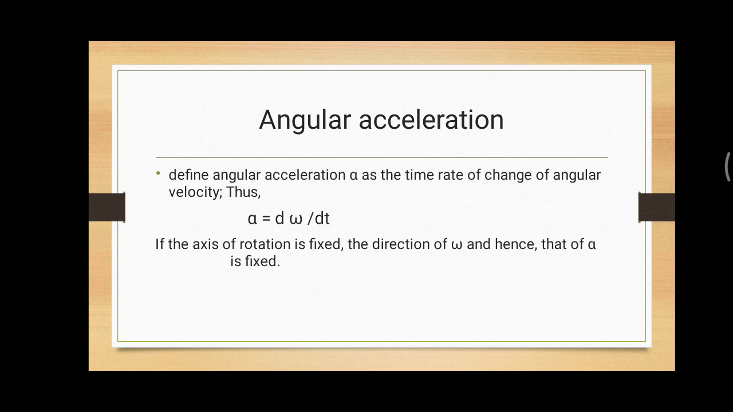If there is no acceleration, then the omega value will be a constant. That is, when alpha is equal to 0, that is d omega by dt is equal to 0, omega will be a constant value. That is, angular velocity will be constant if there is no angular acceleration. So we can say the angular acceleration alpha is the time rate of change of the angular velocity.